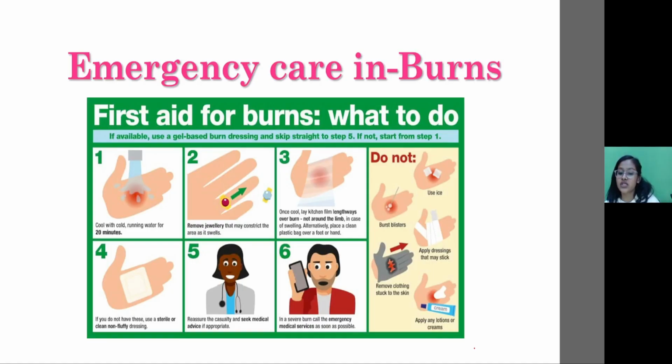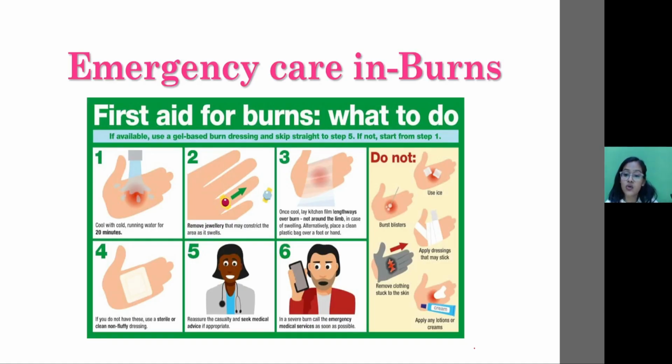In case of severe burn, if the burn is greater than 10% of the body, what will you do? You will immediately call the emergency medical service. And when the patient comes to your emergency department, you will follow these 4 steps: running cold water for 20 minutes, removing jewelry, applying a thin plastic bag over the foot or hand, or using a sterile clean or non-fluffy dressing.